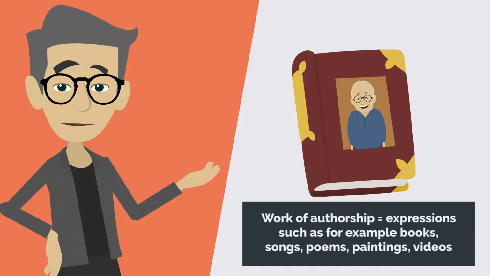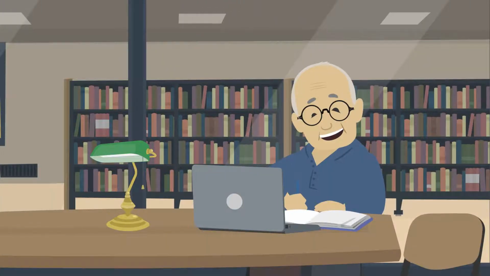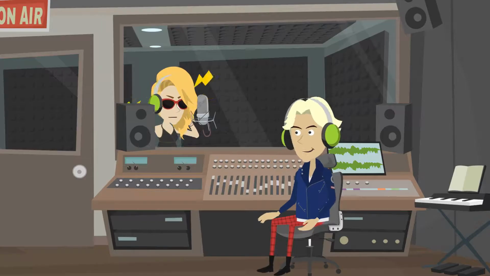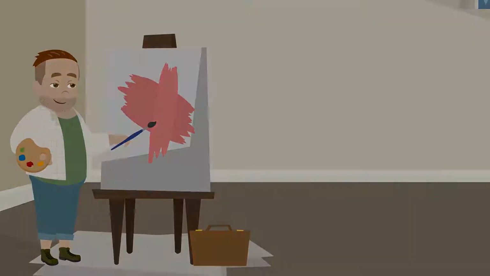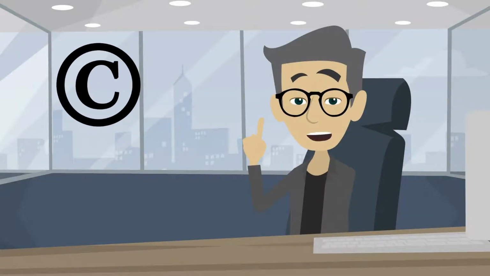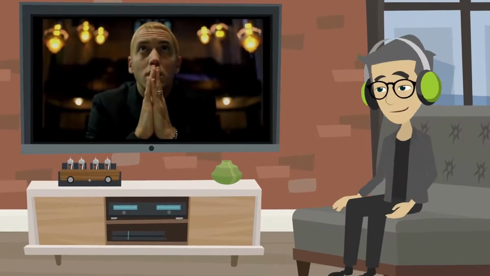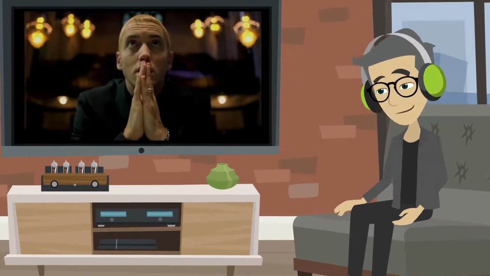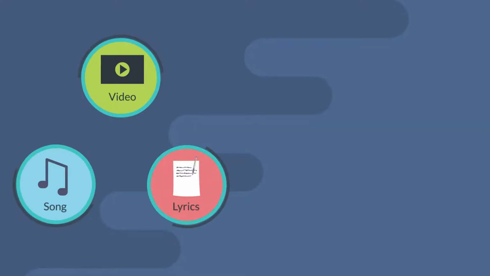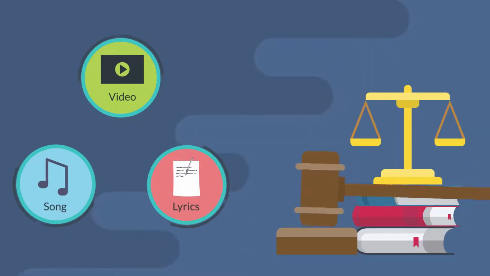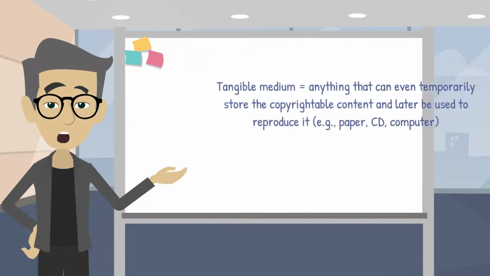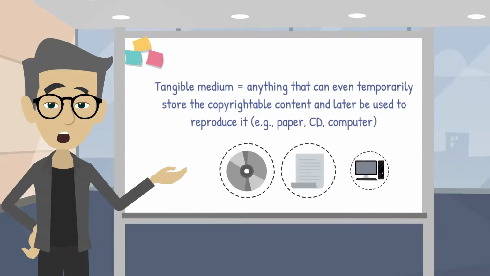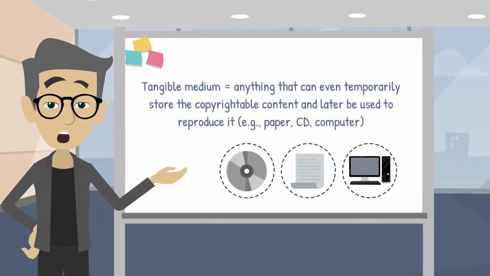This naturally comes in many forms. For example, it includes literary works such as a book you just finished writing, a song you composed, a poem you wrote, or a painting you drew. Sometimes a work of authorship can have multiple copyrightable portions. For example, in my favorite Eminem song, I'm Sorry Mama, the video, the song, and the lyrics are all protected under copyright laws. Third, the work has to be fixed in a tangible medium. This can include a paper, a CD, a computer, anything that can even temporarily store the copyrightable content and later be used to reproduce it.